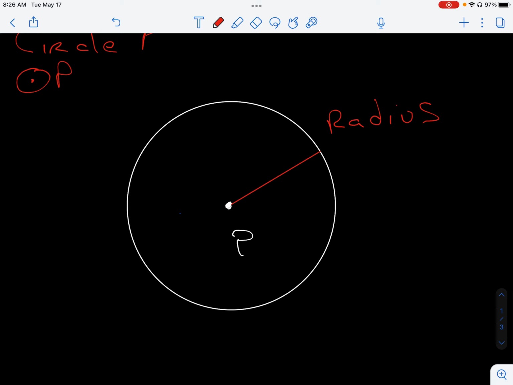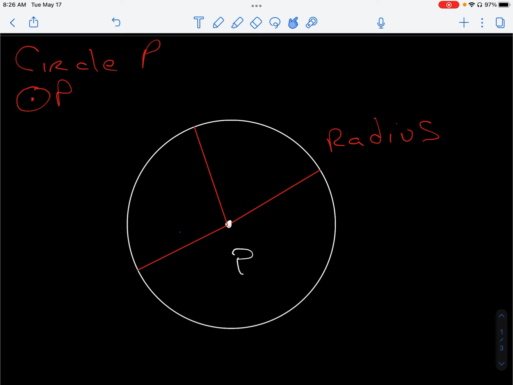And the radius is just a segment that goes from the center to a point on the circle. And every radius is exactly the same length because, as we just talked about, every point on the circle is equidistant from the center.